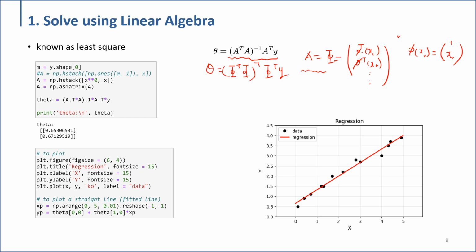By keeping this in mind, what we need to do is construct a proper A matrix. For that, we're going to use the numpy np.hstack function, which stacks arrays in sequence horizontally. So let's stack this whole matrix horizontally. By converting this to a matrix, you can compute exactly the theta value, which is equal to this value. By plotting this result, we can see a proper regression model.